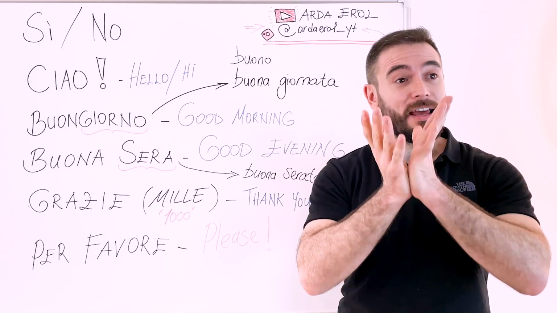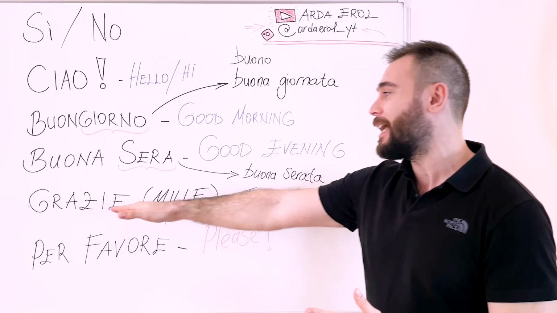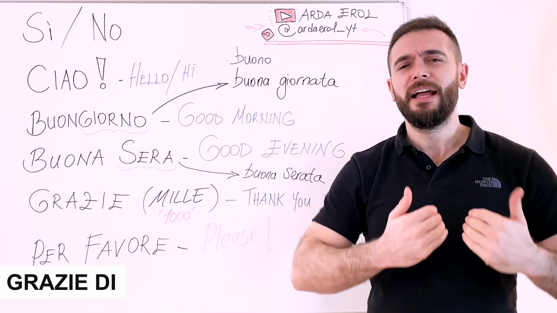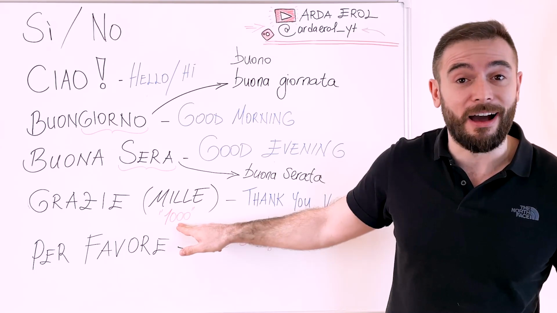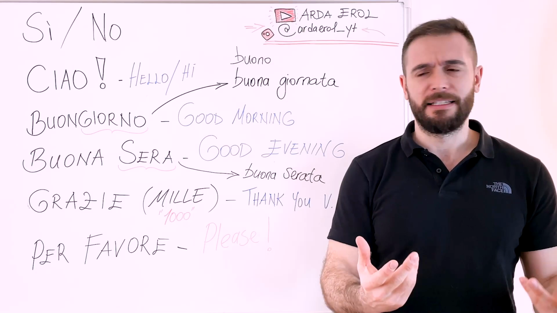Grazie means thank you. And if we want to say thanks so much, thank you very much, then we need to say grazie mille. Or you can also say grazie tante, oppure grazie di cuore. It's like thanking you from my heart. Mille means thousand in Italian. Grazie mille is more like I'm thanking you a thousand times. So grazie, thank you. Grazie mille, thank you very much.